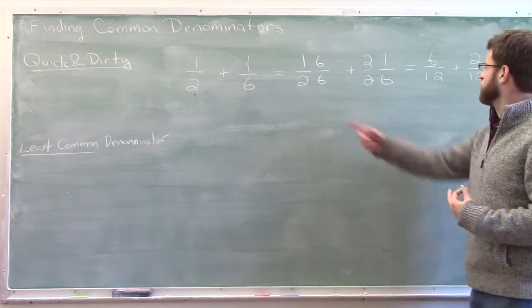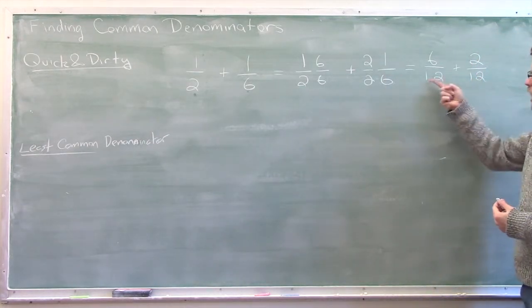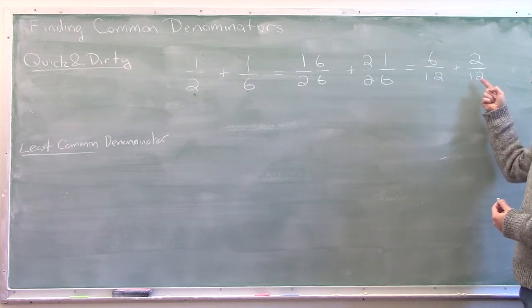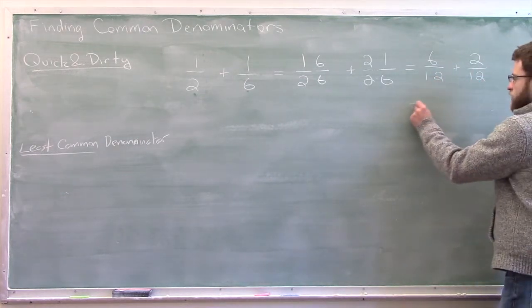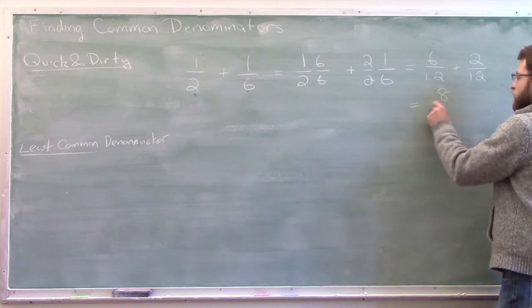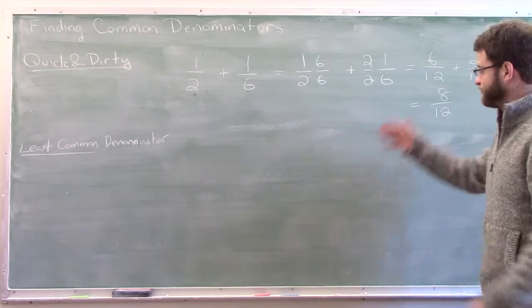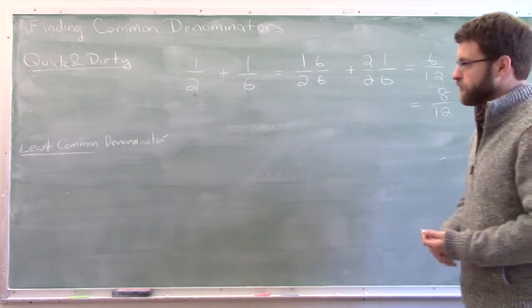Right, so that's the quick and dirty way. The operation now gives us two fractions that have the same denominator, a denominator of 12. So we can now add these by adding the numerators. We get 8/12. Okay, so we get the common denominator, we add them together, we get our result.